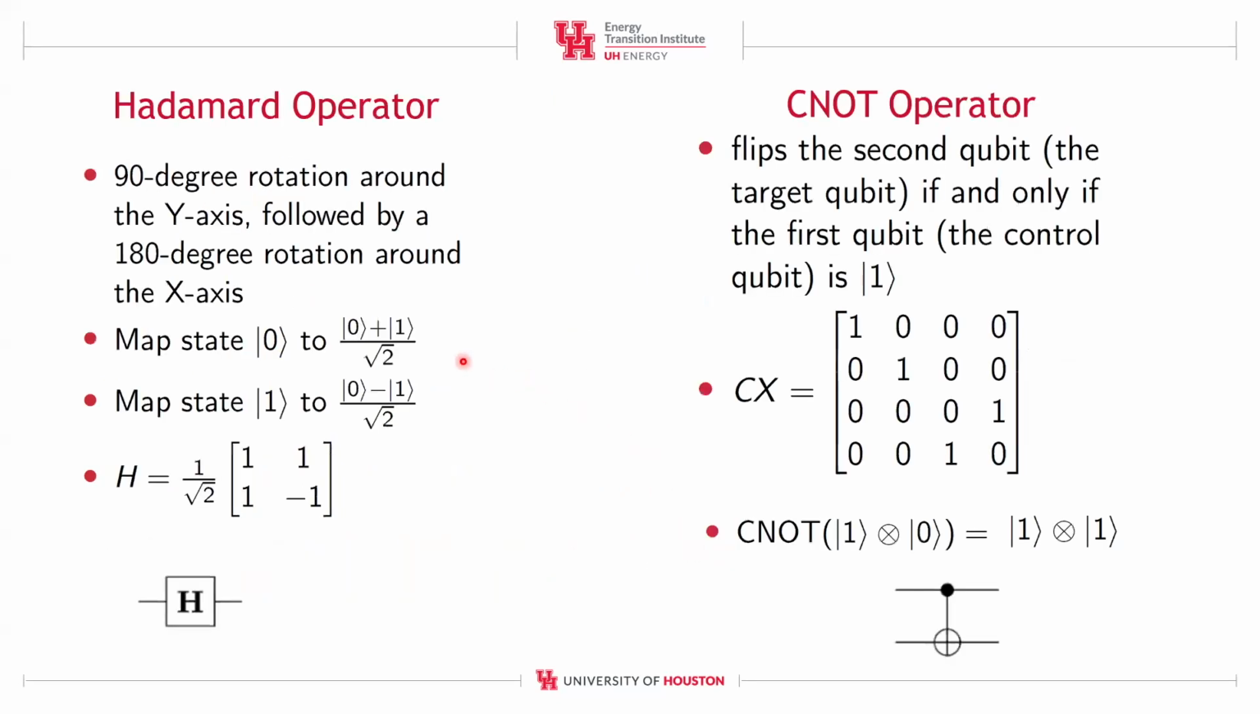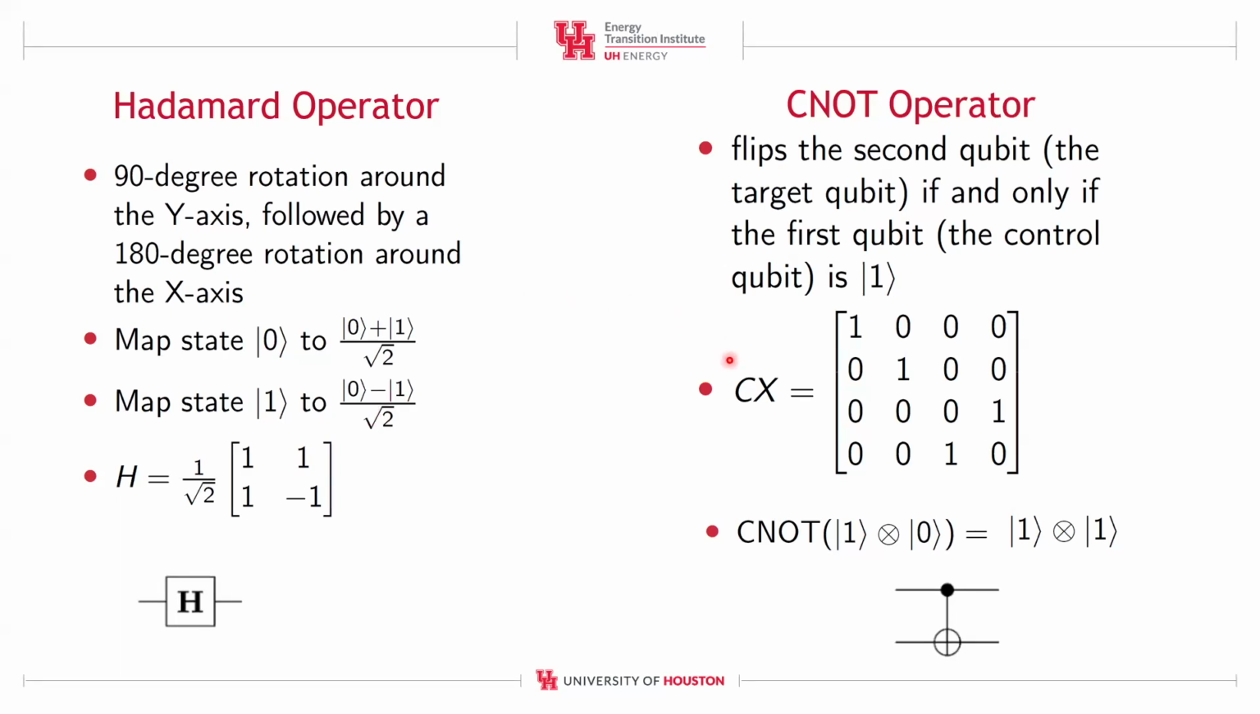Another two important operators: one is the Hadamard operator. The Hadamard operator helps us create the superposition. So basically, if we are at state 0 and apply the Hadamard operator, we will go to the superposition of ket 0 plus ket 1. And similarly, if we apply the Hadamard operator to ket 1, then we will go to the state ket 0 minus ket 1. This one is very important because it helps us prepare the system in the initial state with the superposition. And one more important operator is the CNOT operator.